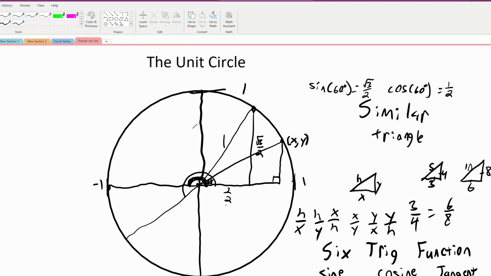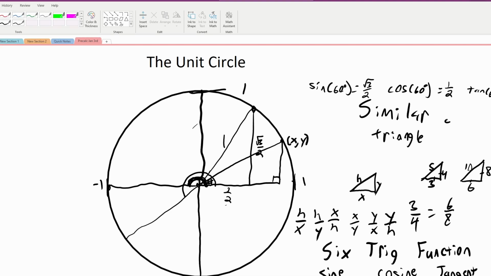Now, if we go through and we wanted to find the rest of them, tangent of 60 would be y over x. So √3/2 divided by 1/2. That's the same thing as √3/2 times 2/1, or the reciprocal of 1/2, and our 2's cancel. And we just get that that's equal to root 3.